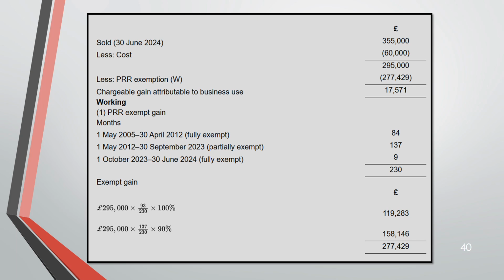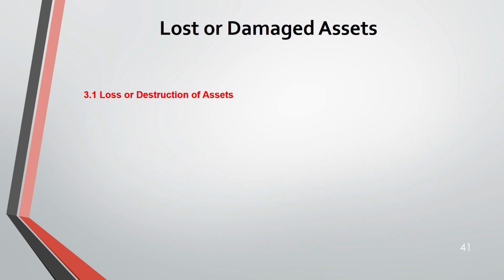So the answer for activity 6, the only addition here is, here we are taking 90% for the private use and adding it together, and this is the PRR. Now, with that we have finished PRR.